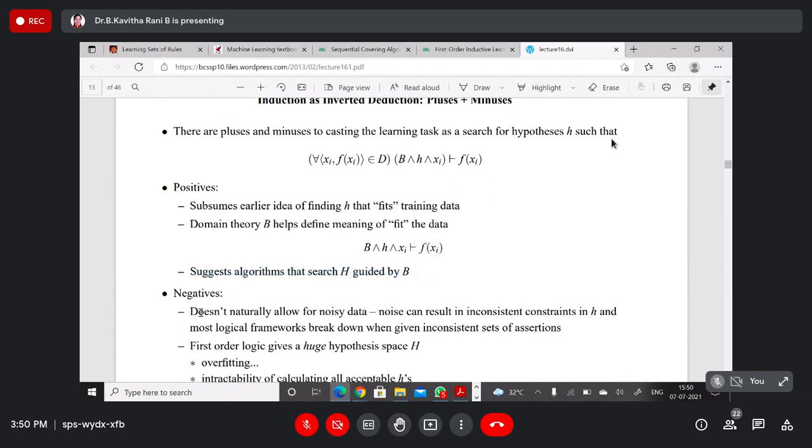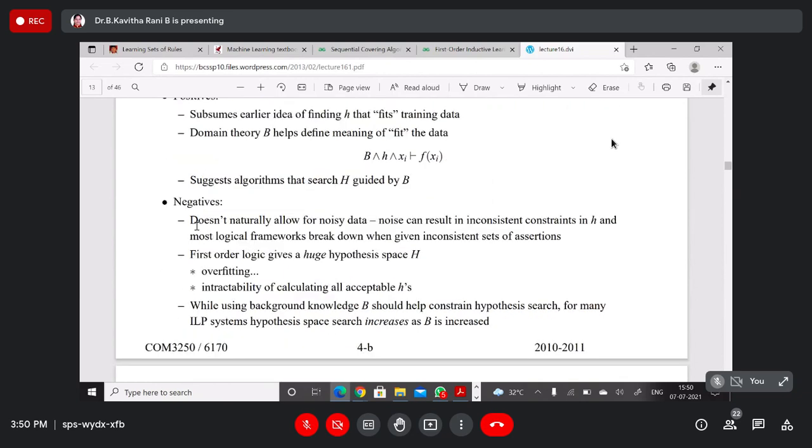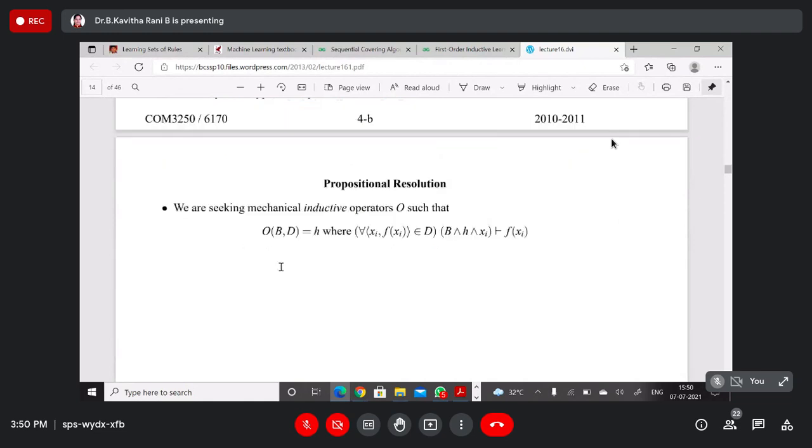And what are the negatives? Negatives are nothing but it does not naturally allow noisy data. It does not allow noisy data. Okay, and there is overfitting, impossibility of calculating all the acceptable hypotheses. So we cannot trace all the hypotheses for all negative values. Okay, so this is negative.